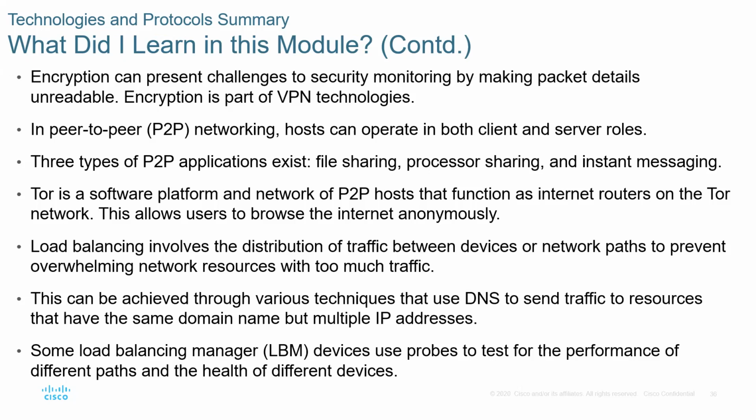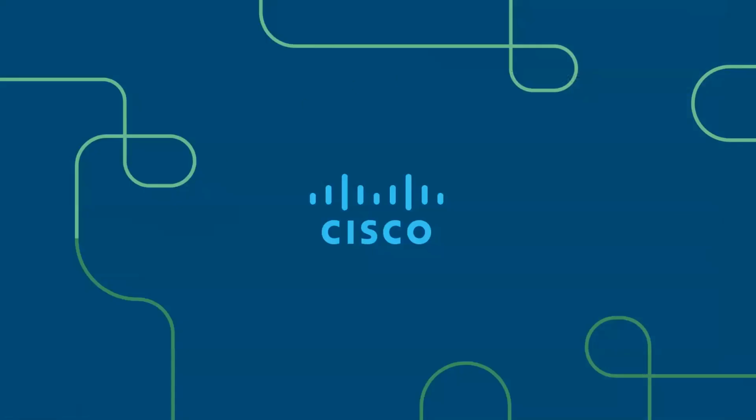Load balancing involves the distribution of traffic between devices or network paths to prevent overwhelming network resources with too much traffic. This can be achieved by various techniques that use DNS to send traffic to resources that have the same domain name but multiple IP addresses. And some load balancing manager devices use probes to test the performance of different paths and the health of services, therefore giving you false positives. All right, that's the end of module 24.